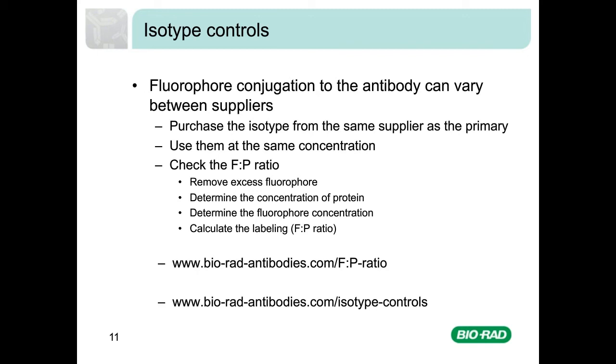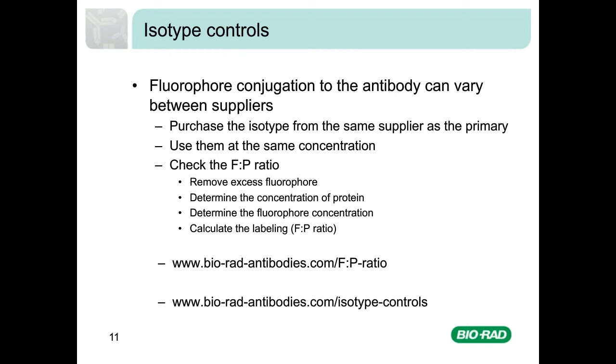Firstly, ensure all excess fluorophore is removed. Then determine the concentration of protein by measuring the absorbance at 280 nanometers and divide this value by the extinction coefficient of the protein. Then determine the fluorophore concentration by measuring the absorbance at maximal excitation. For example, for FITC, use 495 nanometers. And then divide this value by the extinction coefficient of the fluorophore. Finally, divide the two values to get the F/P ratio.